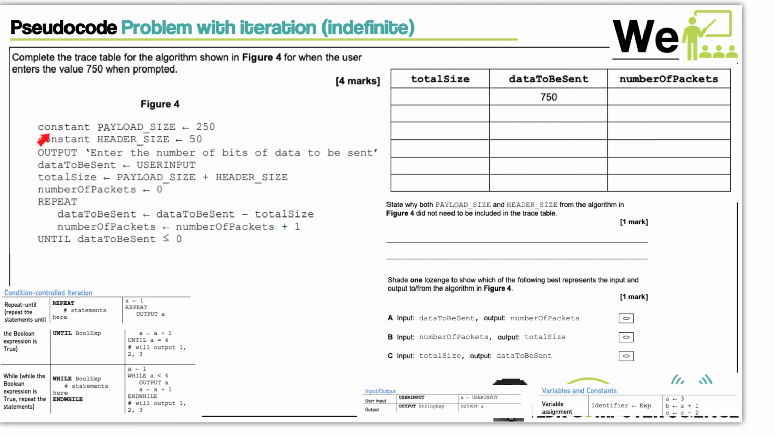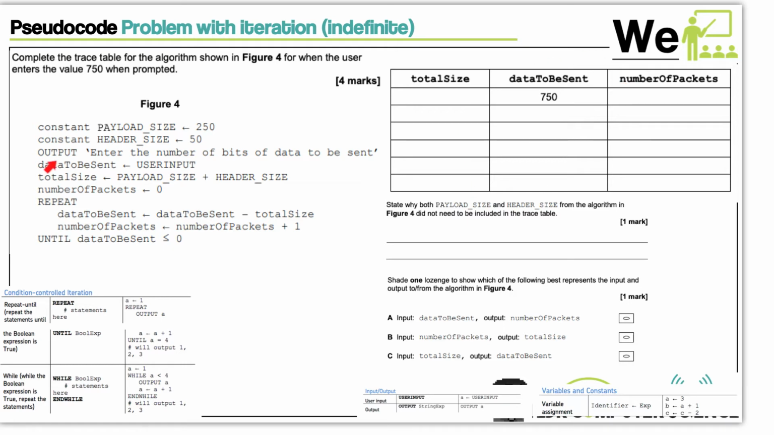Now, constant payload size 250. Why is that constant? Well, it can either be a constant or a variable. The clue is in the name. Constant payload size, that means that it's always 250. You can't change it. If you remove the constant, it becomes a variable and you could change the size. So you use constants for values where you're not going to change the value associated with it. Okay, so we've got payload size 250, header size is 50. And FYI, that's why it's not going to be in a trace table, because it's not going to change. You only trace the variables.